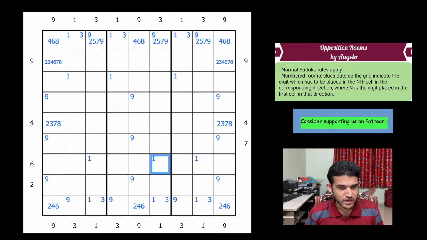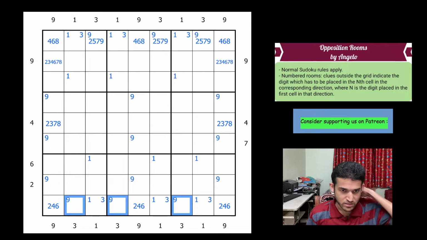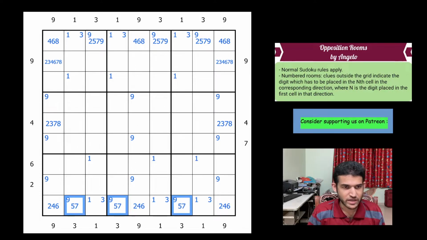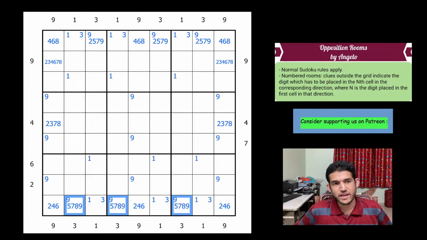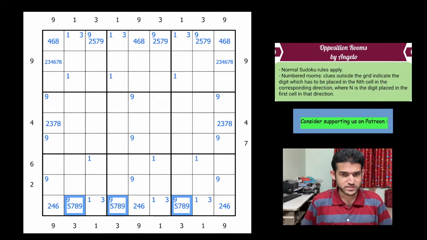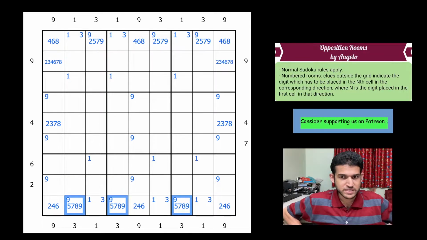Not much in there. Similarly, these cells in row 9 cannot be 2, 4, 6, nor can they be a 1 or a 3. So they can only be 5, 7, 8, or a 9. Again, I don't see any issue here. We're just increasing our pencil mark tally.